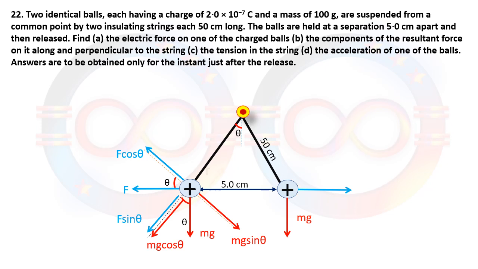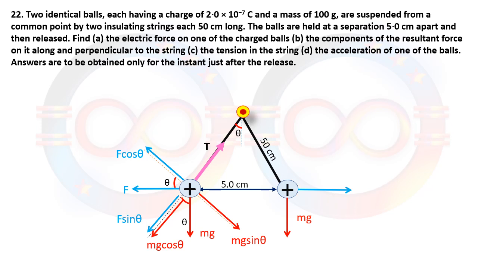If you see, the tension developed in the string is nothing but the addition of the opposite forces, that is f sin theta and mg cos theta, which is the answer of part C. To calculate the force between these two, we can simply apply Coulomb's law: 9 into 10 raised to 9 Q1 Q2 upon the distance, that is 5 centimeter squared.